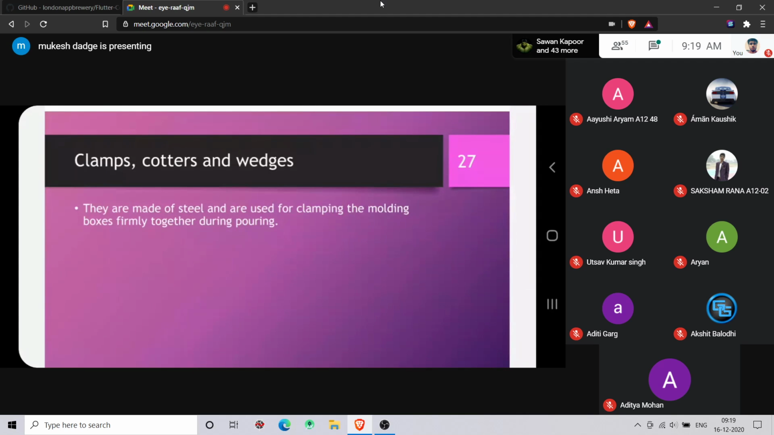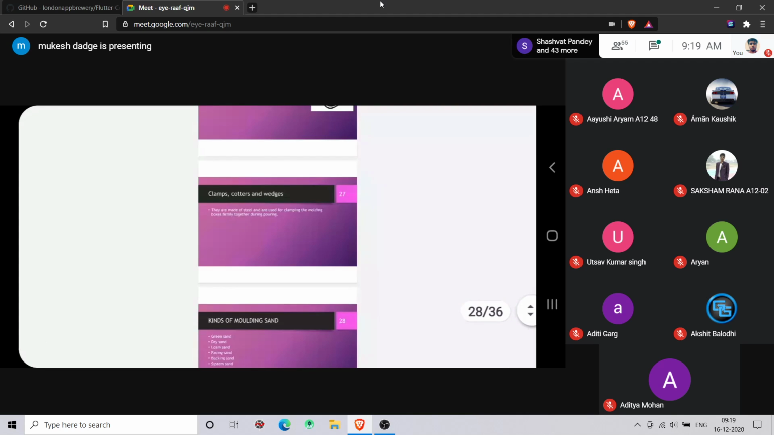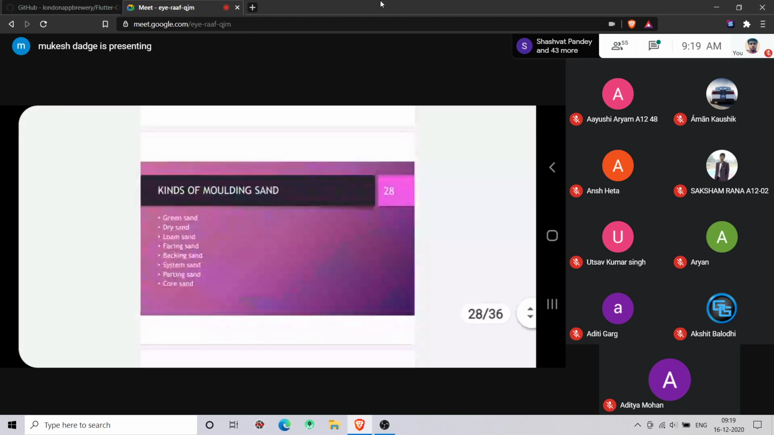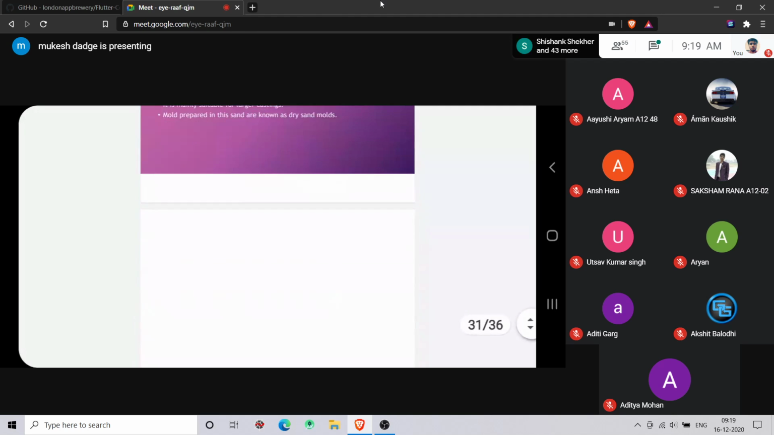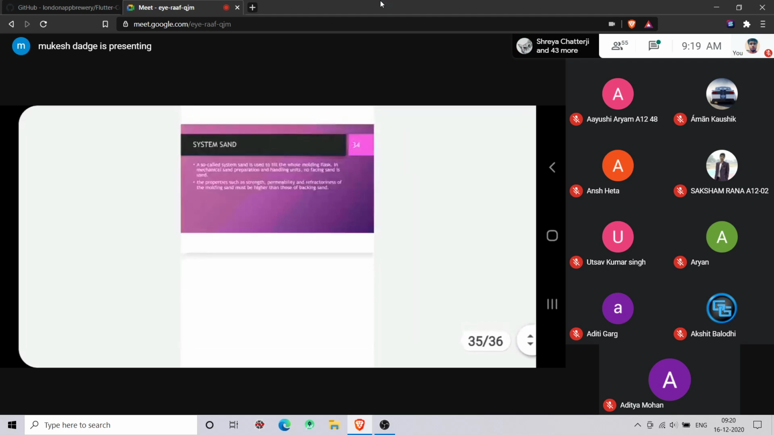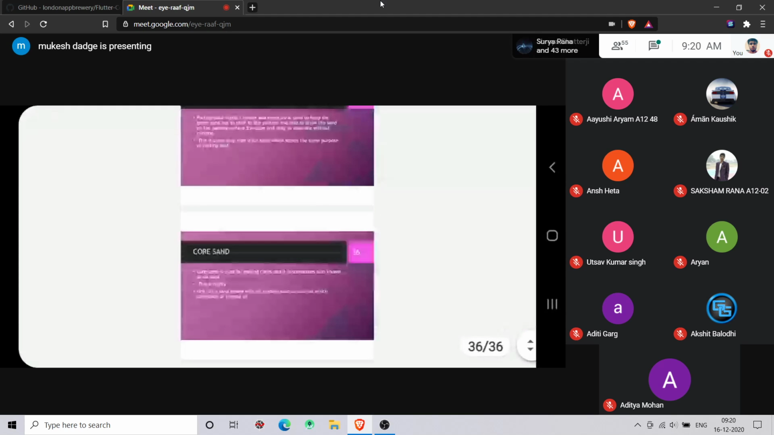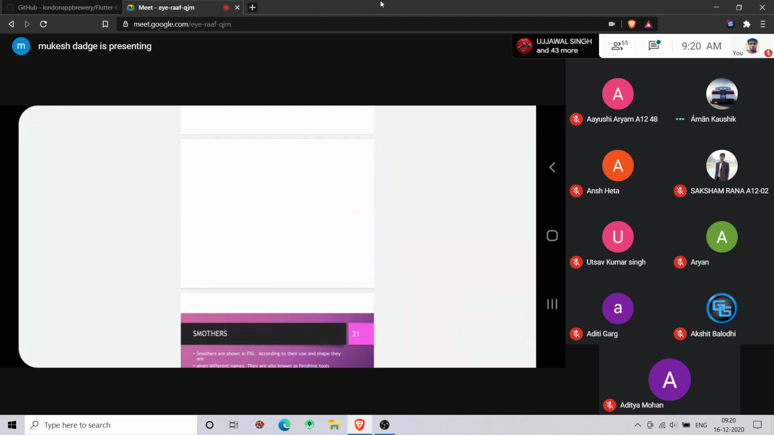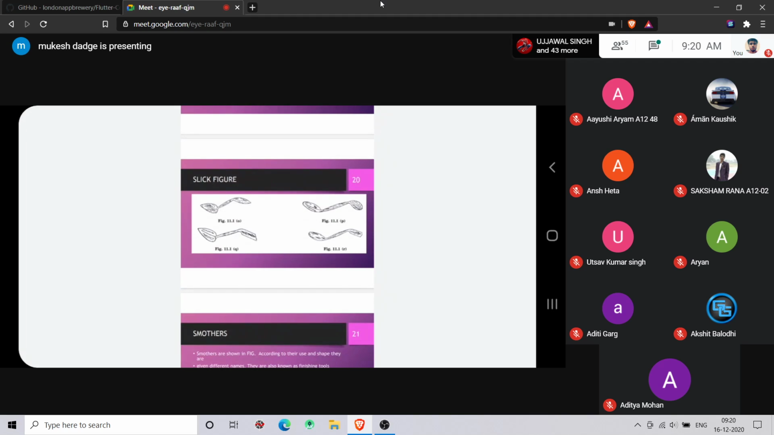Planes, cutters, and wedges are there, right? So again, that is kind of molding sand. It is not required for you, already you have studied it. I will share this one also. So you have to draw only the figure and name it. Clear, eh?